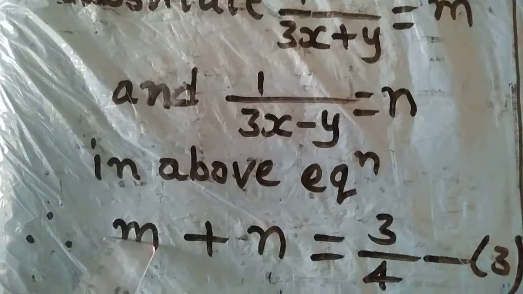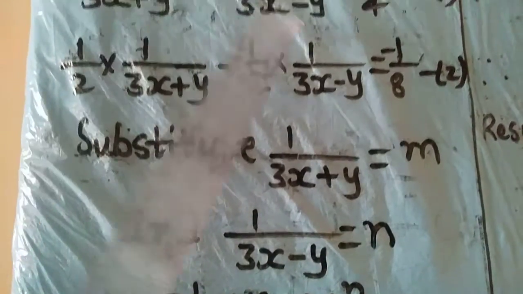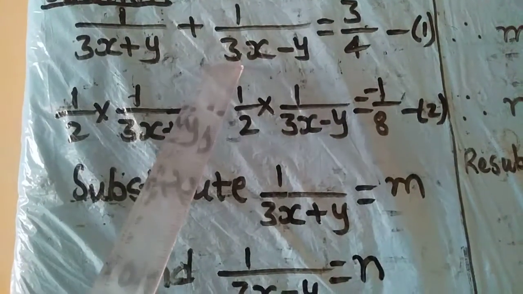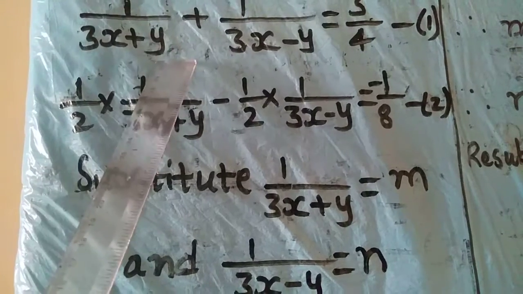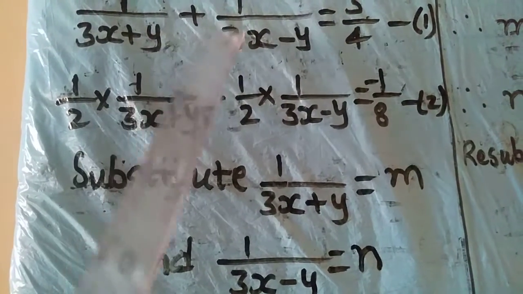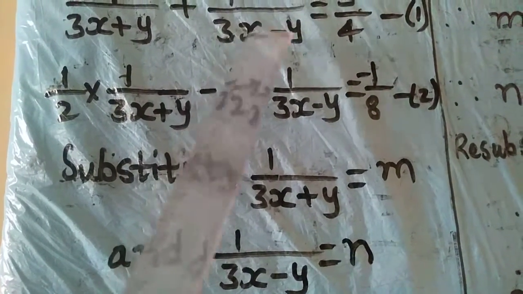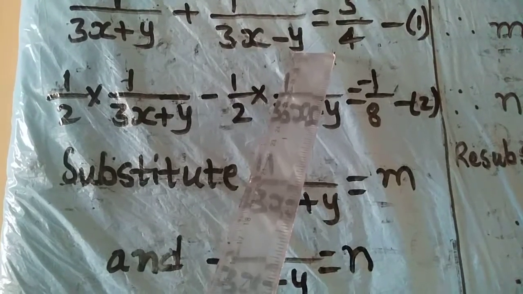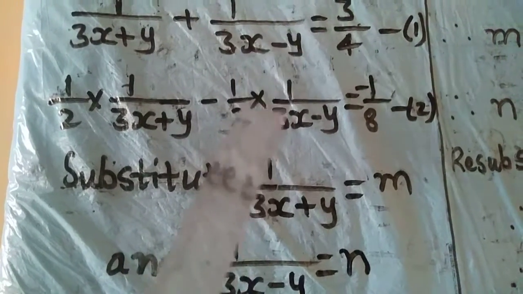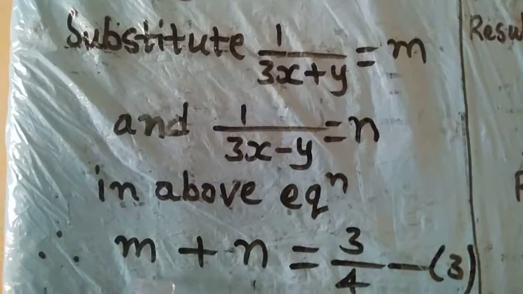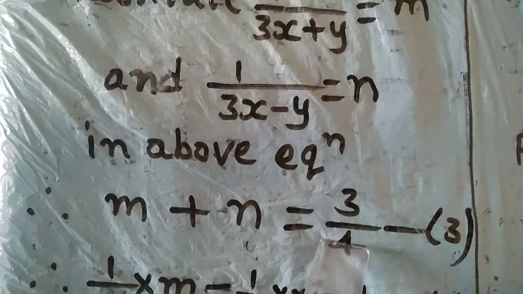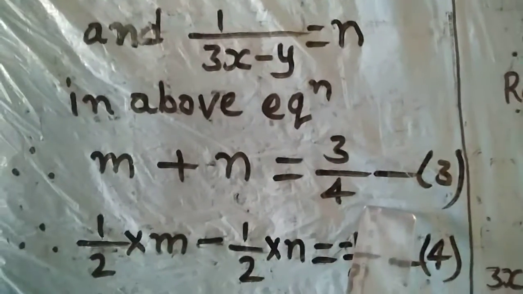So equation 1 has 1 upon 3x plus y. Instead of 1 upon 3x plus y we have to put m, plus, and instead of 1 upon 3x minus y, we have to use n. So the equation becomes m plus n is equal to 3 upon 4.